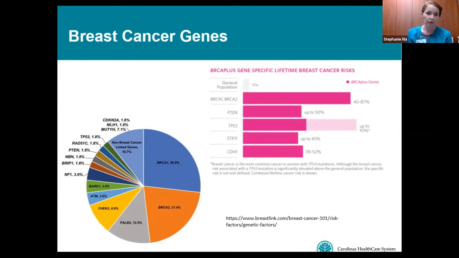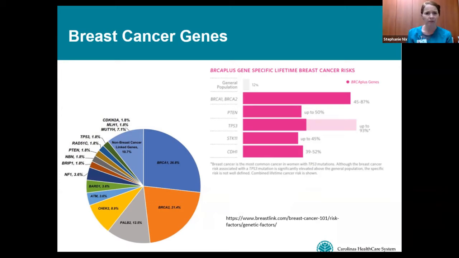On the left, you can see a pie chart that shows you, of all the hereditary breast cancers, what portion of contribution each of these major genes has. And you can see that BRCA1 and BRCA2 are still the highest overall. They're nearly 50% for just those two genes. The other genes on the bottom, you can see PALB2, CHEK2, ATM, BARD1. Those account for about another 25%. And then the other genes are smaller.